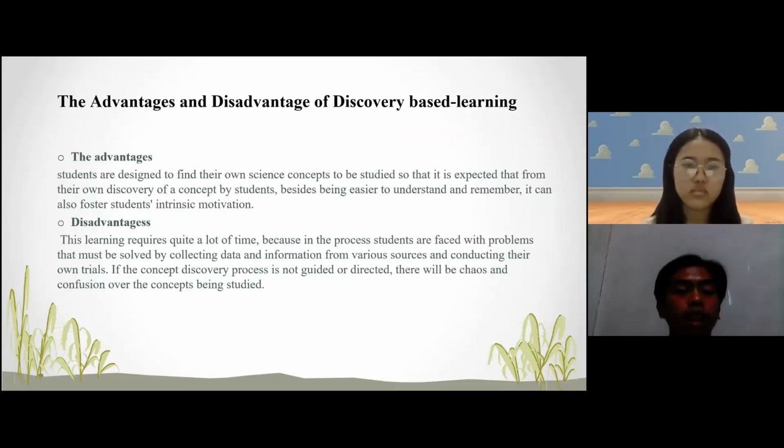And the next material is the advantages and disadvantages of discovery-based learning. The first is the advantage. Students are designed to find their own science concept to be studied, so it is expected that students will arrive at a concept through their own discovery. Besides being easy to understand and remember, it can also foster students' intrinsic motivation.